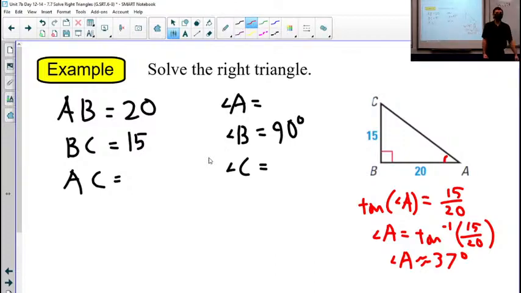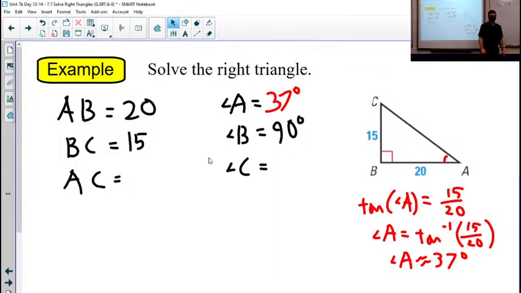Even more good news, we already solved for angle A. We did it with the inverse tangent and saw that it was 37 degrees. So I'm going to go ahead and put that down too. And now we just have 2 more measurements left to find. Let's start with angle C.